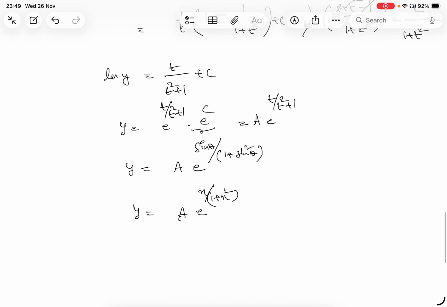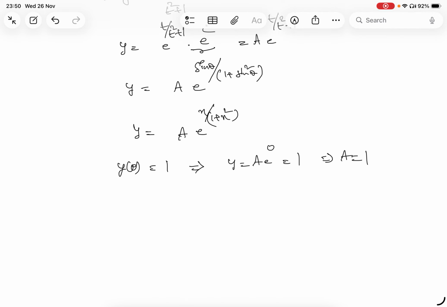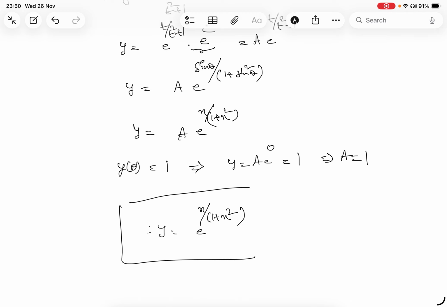Fine. Now the given initial condition is y of 0 is 1. Fine. That is y equal to a into e power 0, e power 0 is 1, that is a is 1. Now the general solution is y equal to e power x by 1 plus x square. This is the general solution.